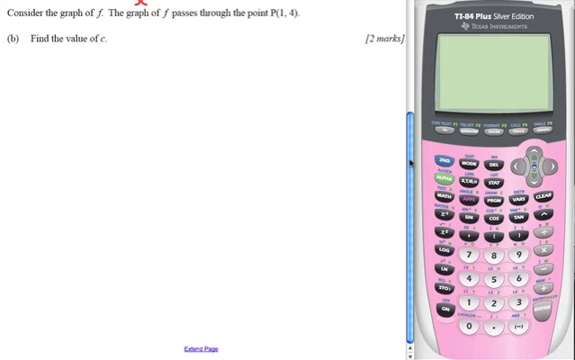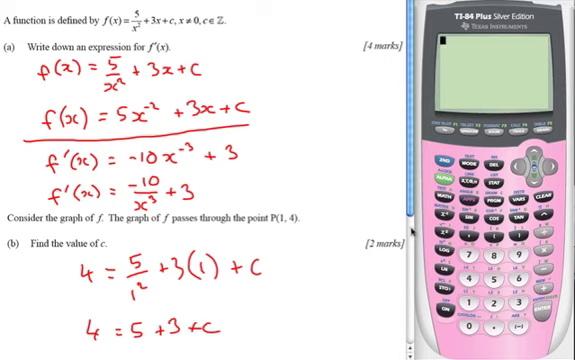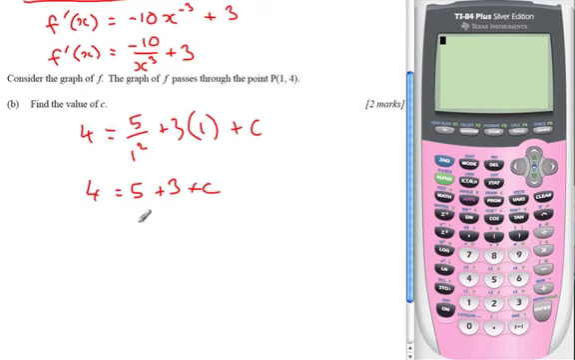Consider the graph of f. The graph passes through the point 1, 4. In other words, for this function, so not the differentiated bit, the actual function, when y is 4, x equals 1. So 5 over 1 squared, add 3, lots of 1, add c. The only unknown here is c, so we should be able to work that out. 4 equals 5, add 3, add c. So c equals negative 4.